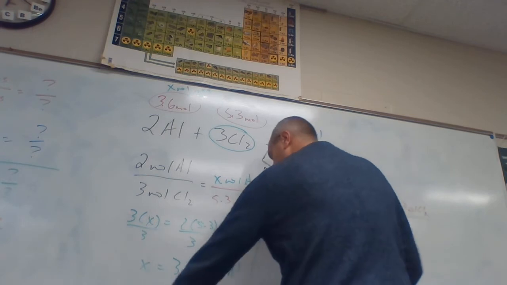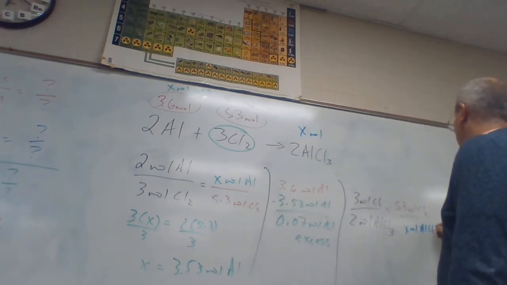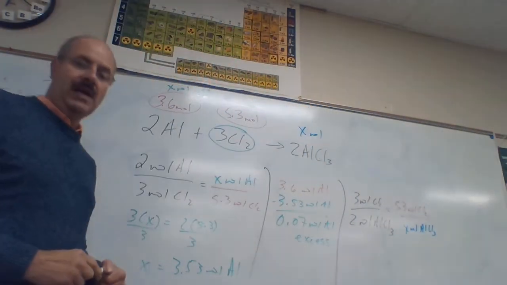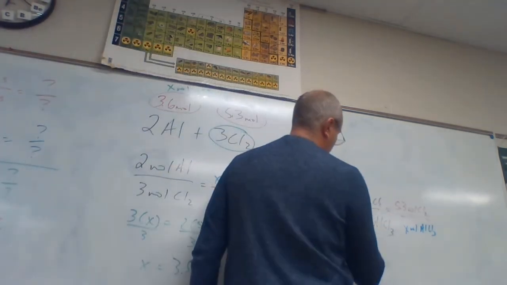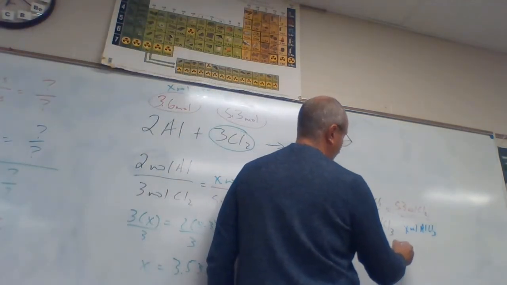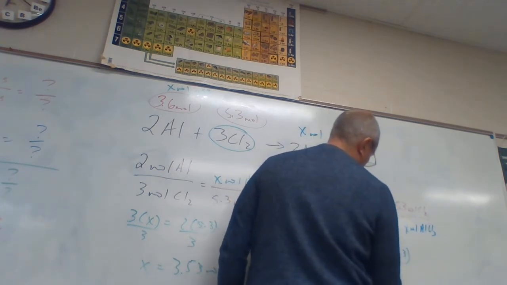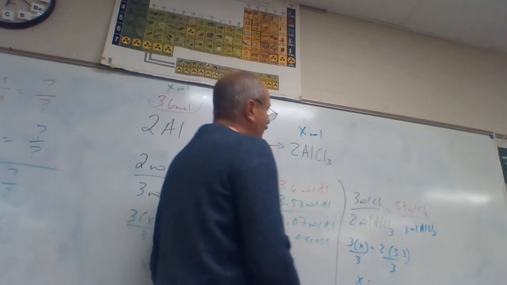And we want to find blue X moles of AlCl3. All right, now I'll uncover, I'm kind of standing in front of it, aren't I? All right, let's cross multiply. 3 times X equals 2 times 5.3. Divide by 3, divide by 3. And X is going to equal 3.53.